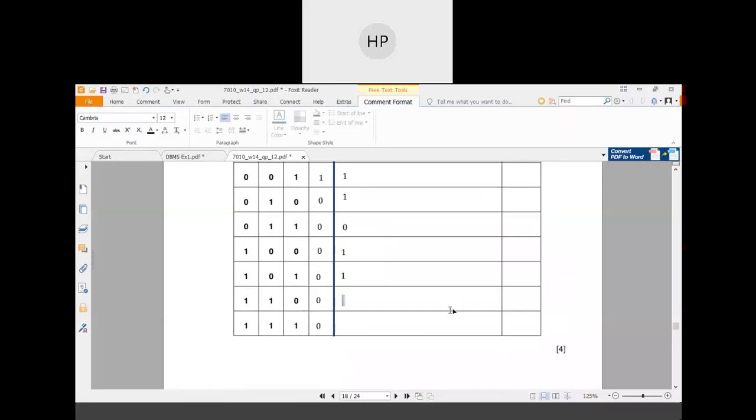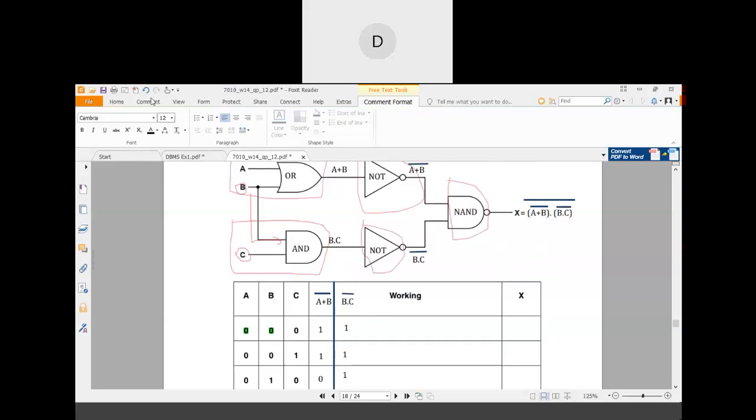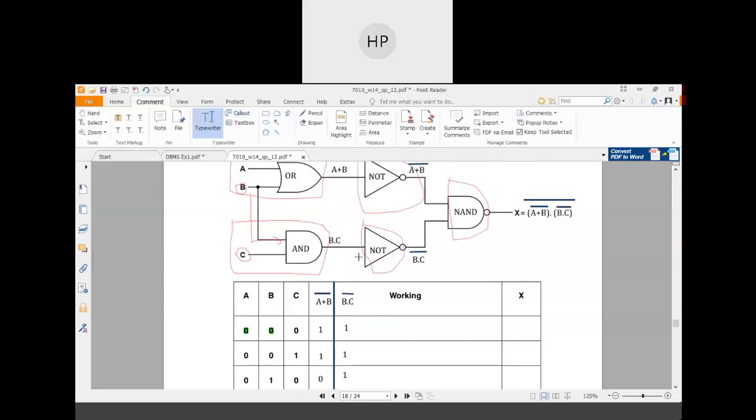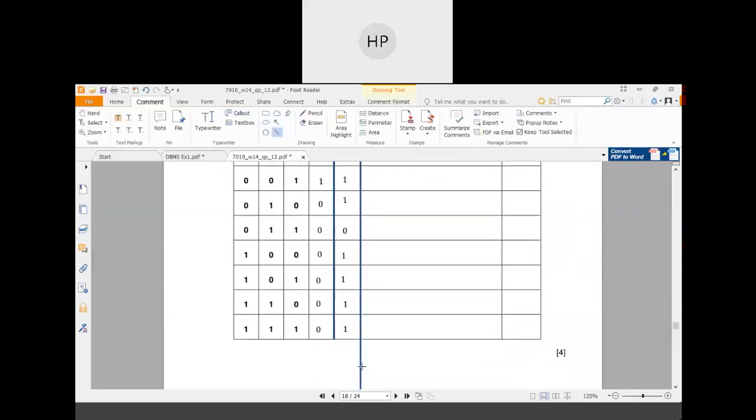This one, 0 times 0 is 0, inverted 1. And the last row, 1 times 0 is 0. Inverted 1. Okay. That's done. So our first two columns are now finished. Okay. Clear? Is it clear? Yes. Right.